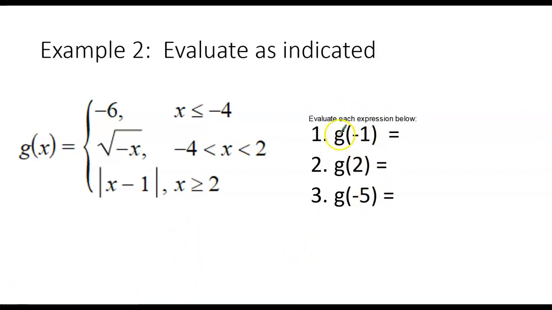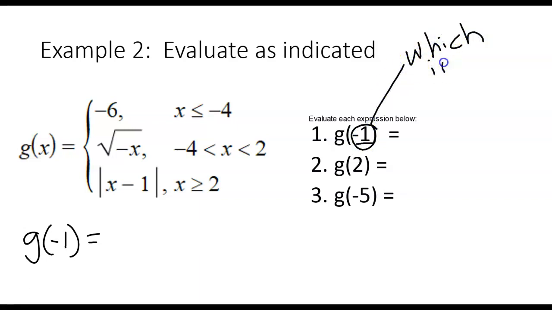So evaluate each expression below. Basically what that means is we're going to plug -1 into this piecewise function. We're going to see what we get. Now, the trick here is knowing where you plug it into, okay? Because there's 3 different pieces. Which piece do you use? So you have to ask yourself, which interval is this number in?